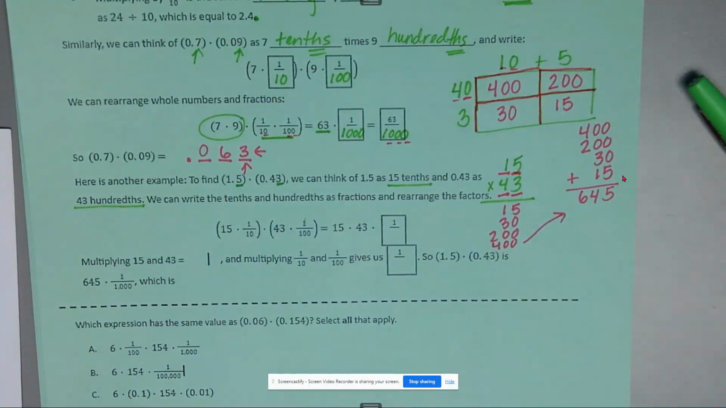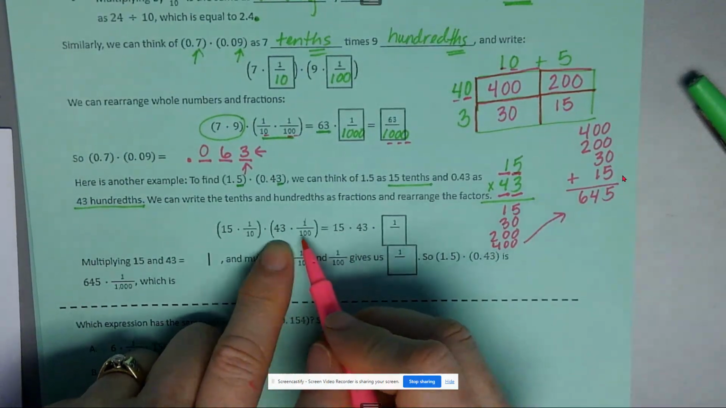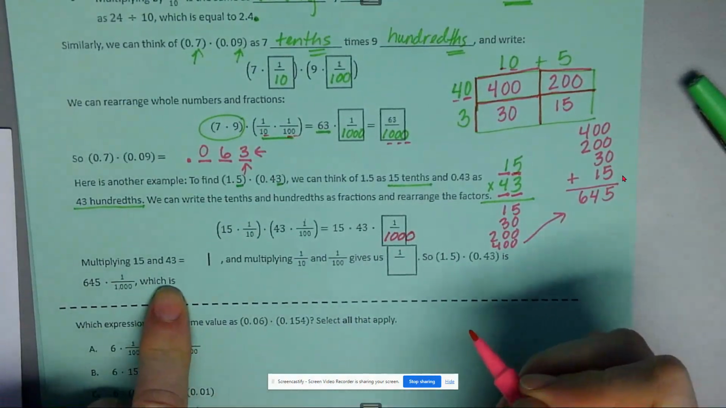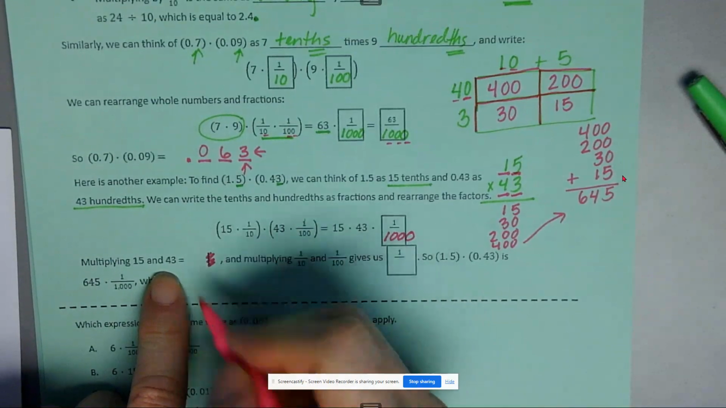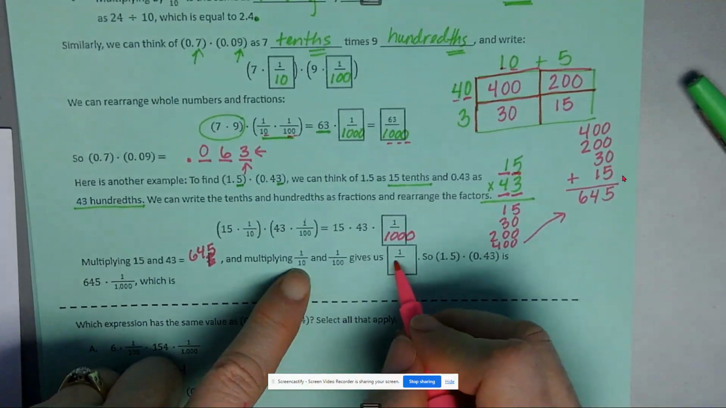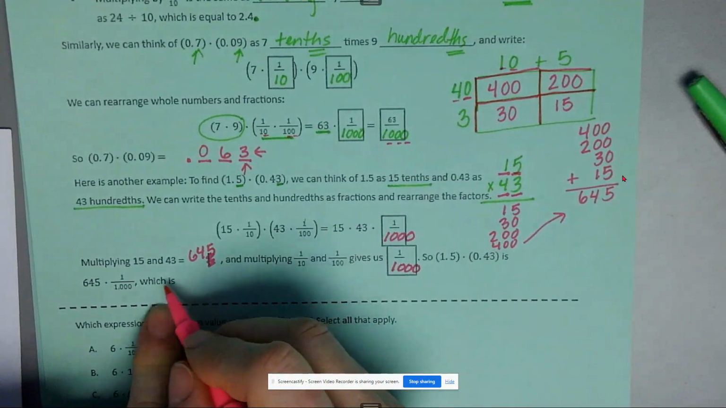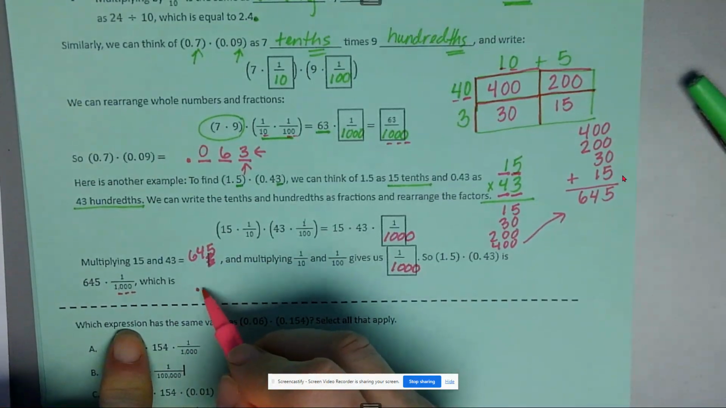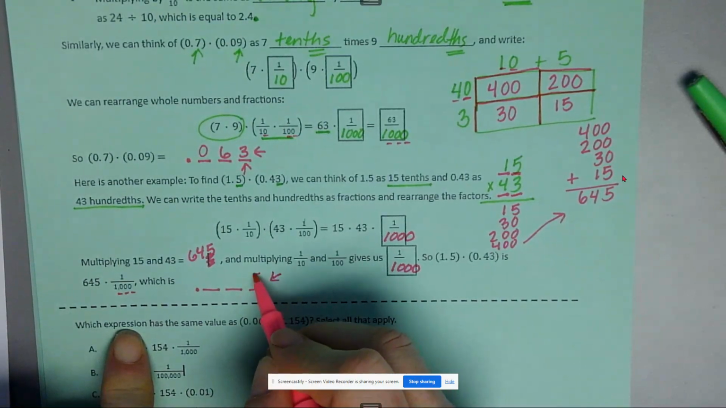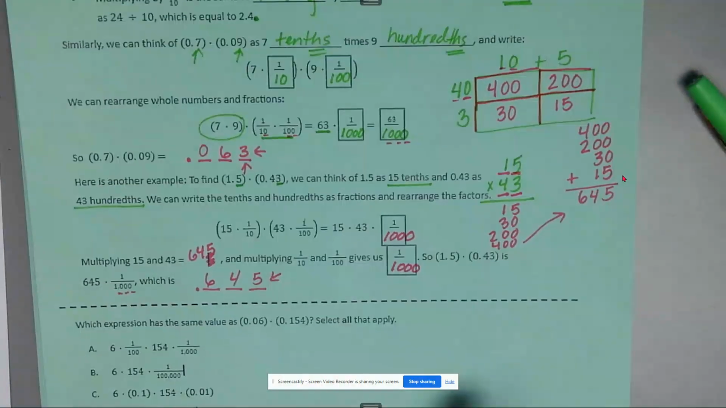I'm running into the next part. So 15 times 43, we did that work right there. And then 10 times 100 is 1,000. So we know 15 times 43, is 645. And we know we have a thousandths place. So my decimal is, I have 1, 2, 3 zeros. So I have 1, 2, 3 places. And I have to start on the right. So 0.645 would be my answer.